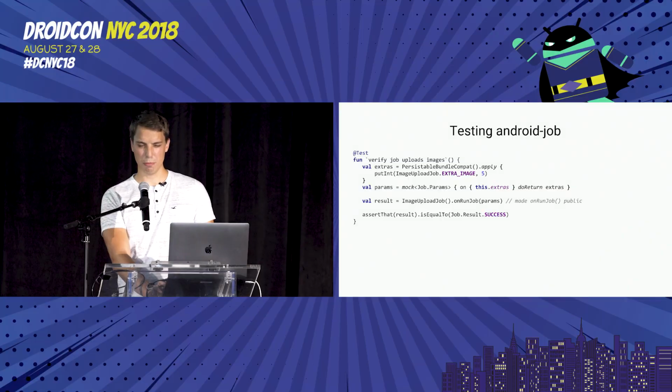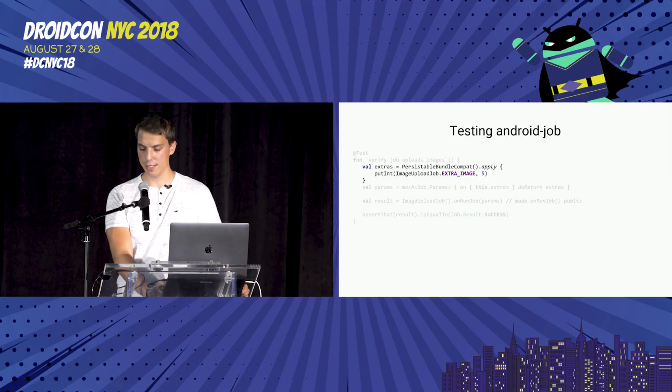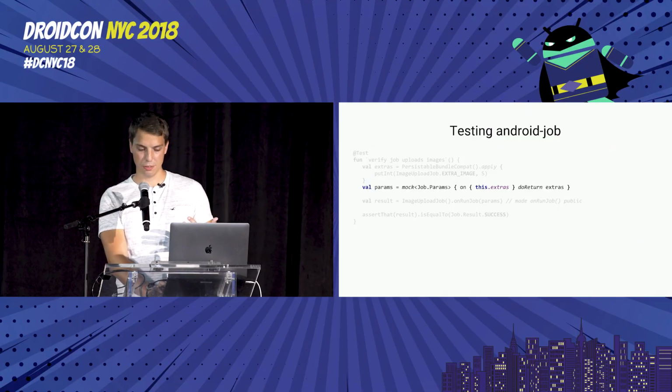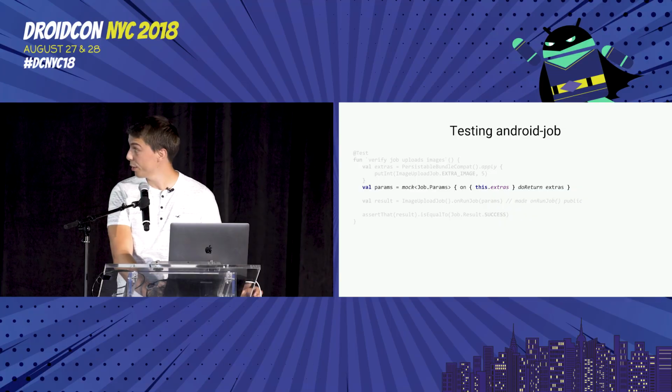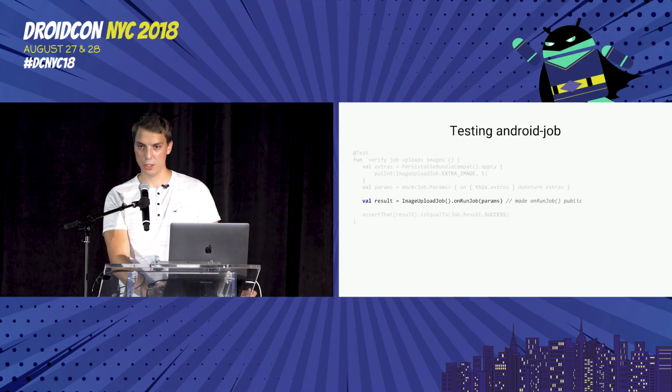Android Job has the same problem. It's really hard to test. In this case, the test would work and it would be green in the end, but it's not ideal. So the first thing I did here, I just specified the input data. Then I mocked the params object. The API isn't nice, but at least it works. Then I call my job and I get a result back and I can make certain assertions about this.